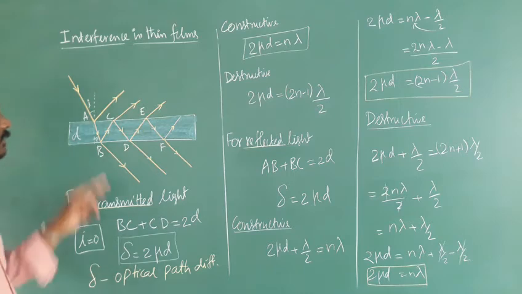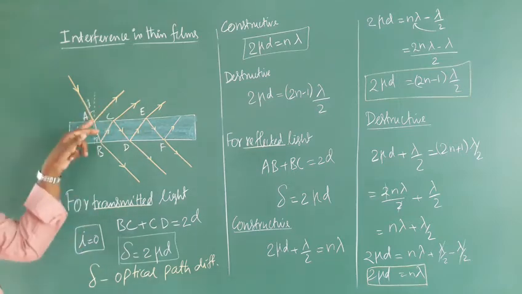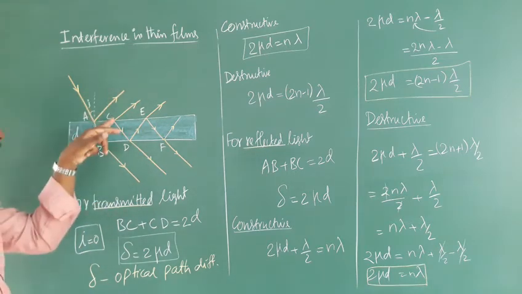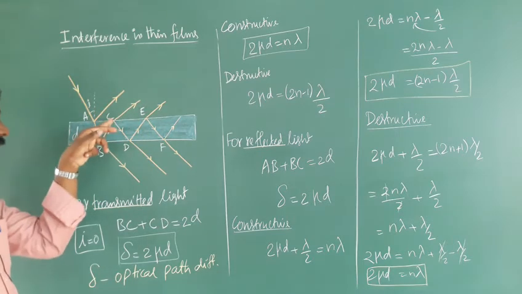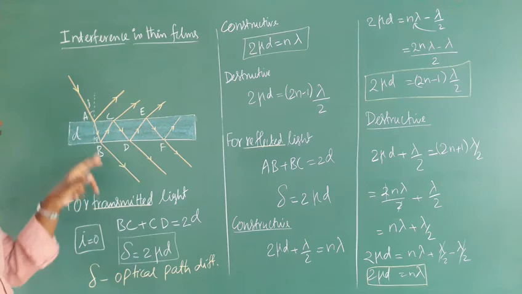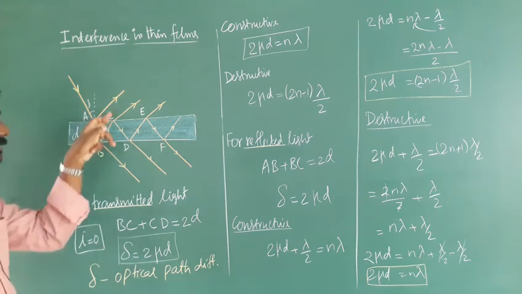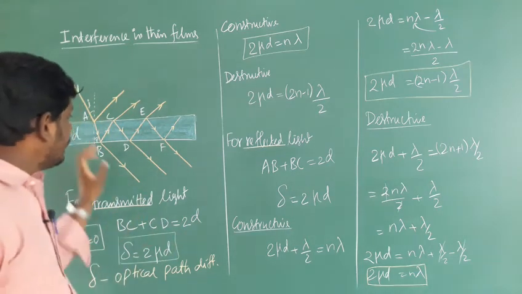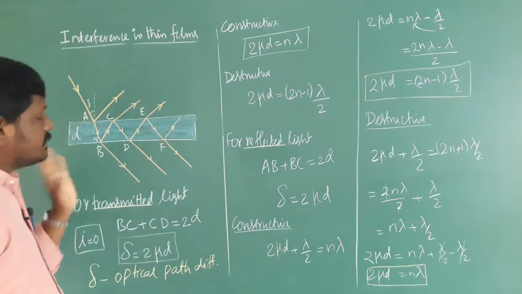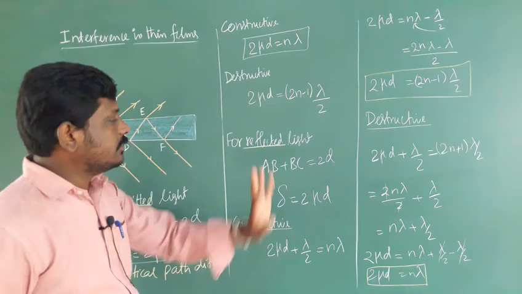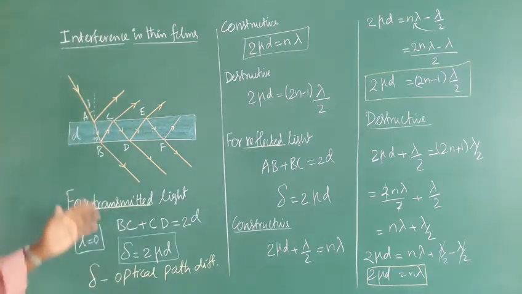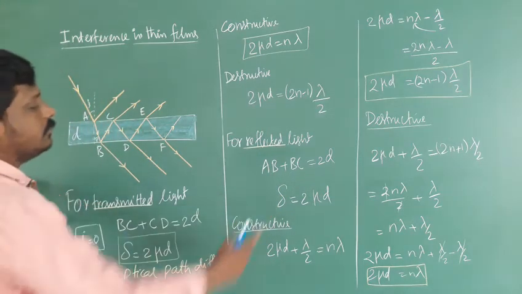Similarly for reflected light, at the point A it is reflected, and at the point C it is also reflected. But the light reflected from the point C travels an extra distance AB plus BC. Again with the thickness d and angle of incidence i for normal incidence, AB plus BC is equal to 2d. So the optical path difference delta equals 2 mu d.